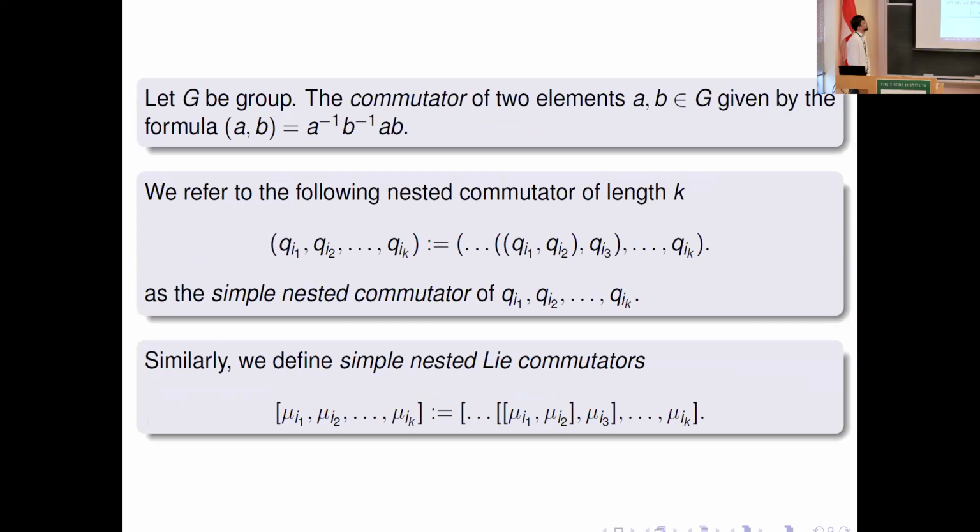Let G be a group. The commutator of two elements a, b is given by the formula like this. We refer to the following nested commutator of length k as the simple nested commutator. Similarly, we define simple nested Lie commutators like this.